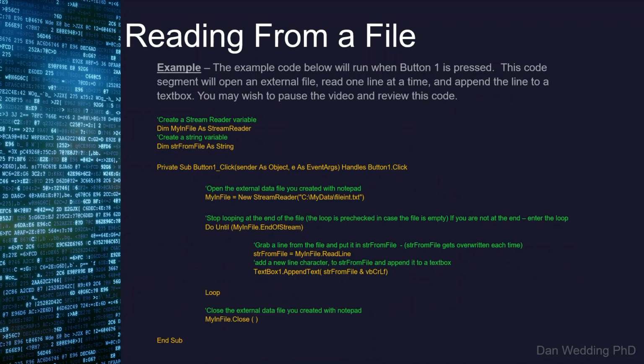The example code below will run when button 1 is pressed. This code segment will open an external file, read one line at a time, and append the line to a text box. You may wish to pause the video and review this code.